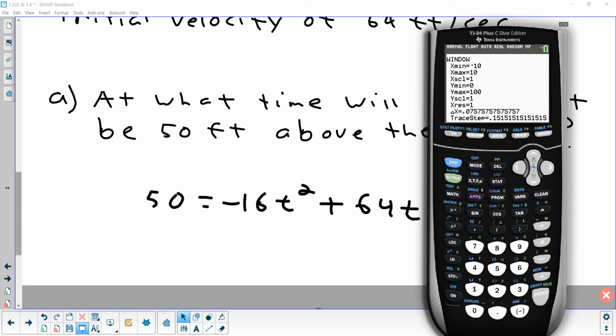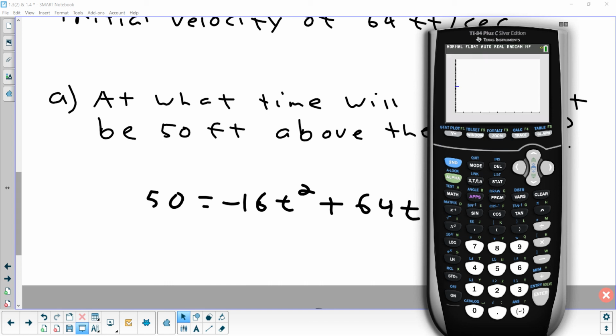And remember, x is how much time has gone by. Can negative time go by? No. You can start at 0. How much time can go by? As much time as you want. Eventually, the object is on the ground, and then it just stays on the ground after that, because it comes up and it goes back down.